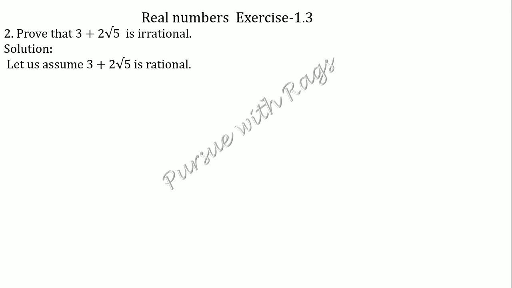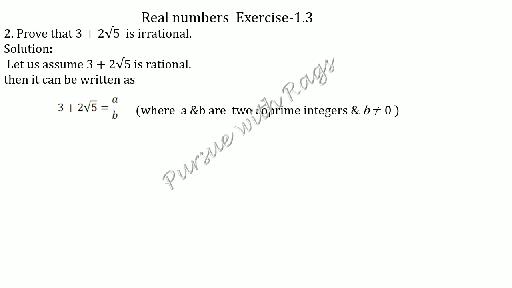Then it can be written as 3 plus 2 root 5 is equal to a by b. Here a and b are co-prime integers and b not equal to 0. Listen guys, this condition that a and b are co-primes, the statement is a must. Only because of this statement you can prove at the end. If the statement is not there, then marks will be reduced. Clear?